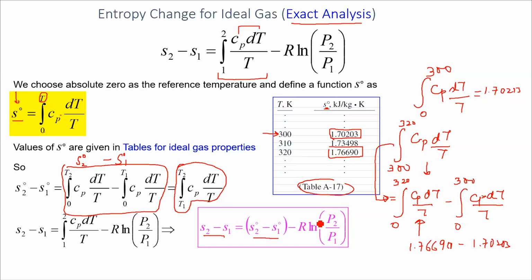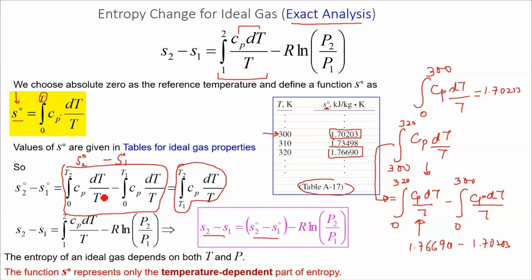Yes, sir. All right. And the important thing you need to know is that the entropy of an ideal gas depends both on temperature and pressure. The S naught part represents only the temperature dependent part of entropy. So this is essentially dealing with the temperature dependent part, and the pressure dependent part is this part. This you should know.